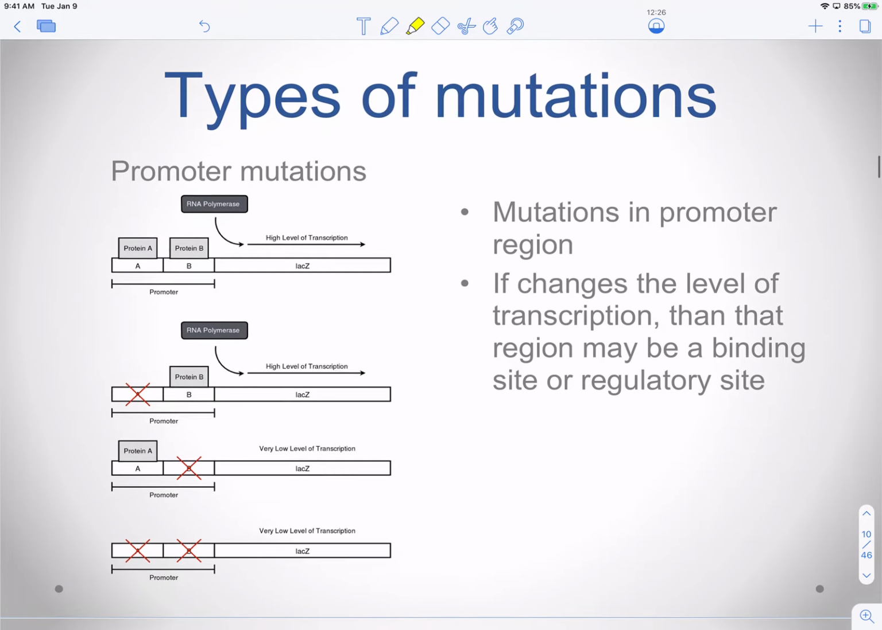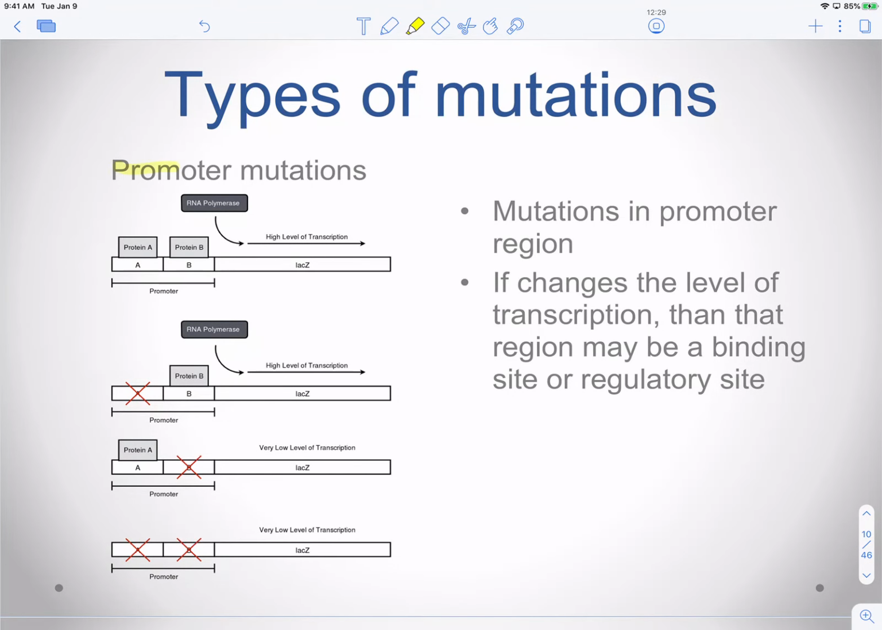There are also promoter mutations. And promoters, remember, are upstream of the gene, and they not only contain the binding site for transcription factors, but can also contain binding sites for regulatory factors. So if a mutation in the promoter region changes the level of transcription, then that indicates that the mutation is altering some sort of binding site. And again, it could be a binding site for transcription factors or regulators.